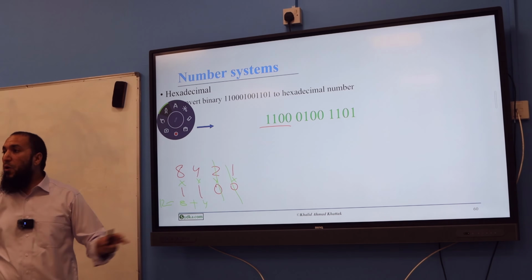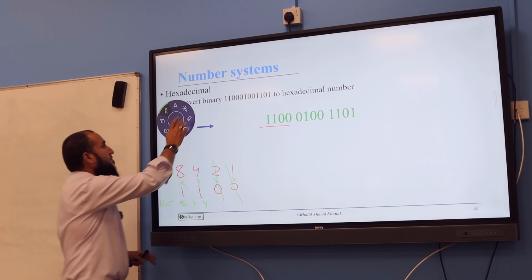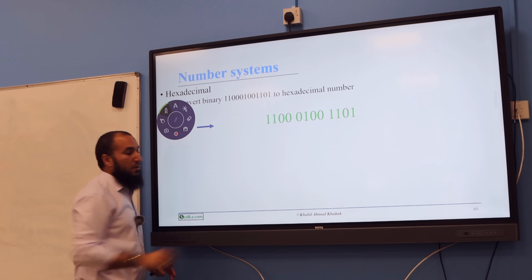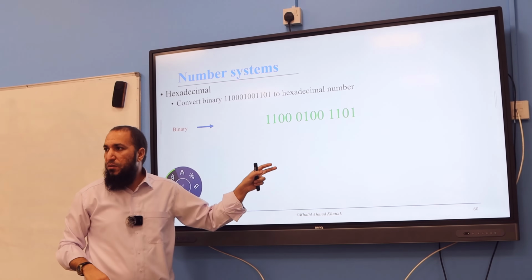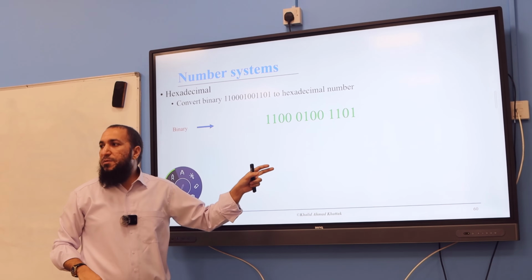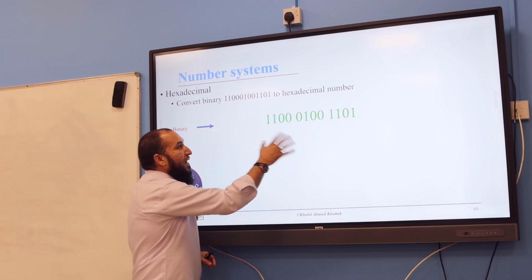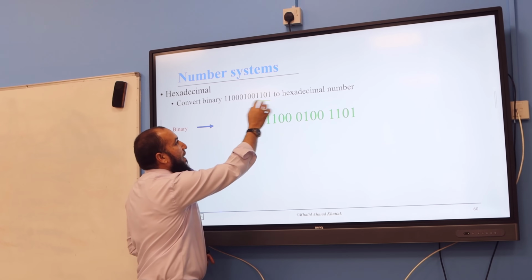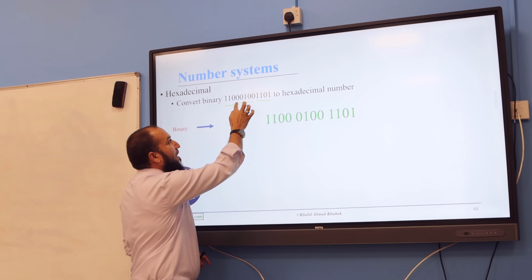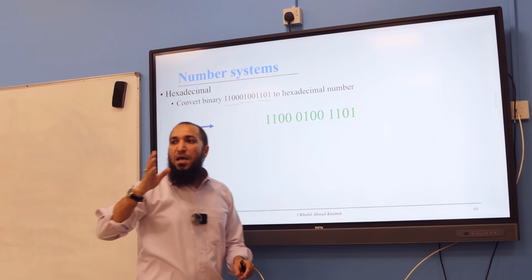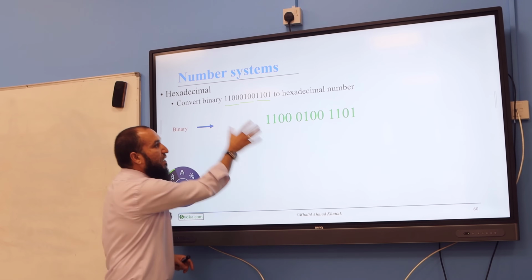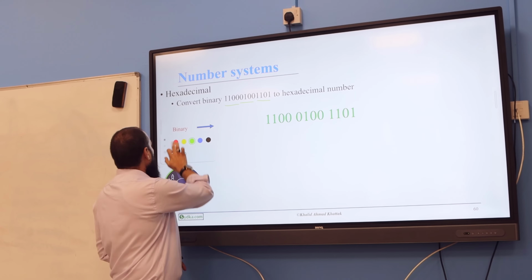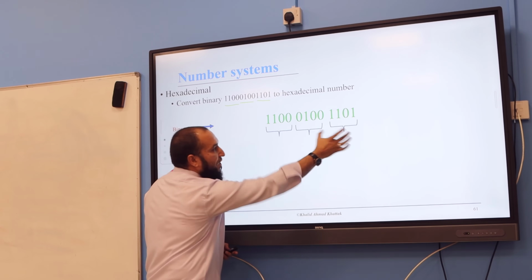So you remember it as you practice. I don't understand. Let me explain this one now. First, we separate them as 4 bits because we said every single hexadecimal number or character is equal to 4 bits. So we did 4 bits.